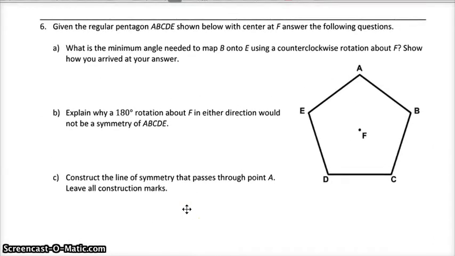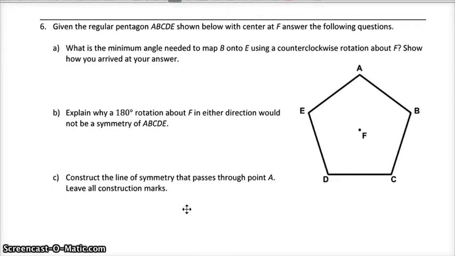So when we went through this in class, given the regular pentagon ABCDE shown below with center F, answer the following questions. A, what is the minimum angle needed to map B onto E using a counterclockwise rotation about F? Show how you arrived at your answer. Remember that the maximum amount you can ever rotate a shape is 360 degrees. Since we're going through the center of the shape, if it's a regular polygon, you can always divide by the number of sides. Regular meaning that all sides are congruent.